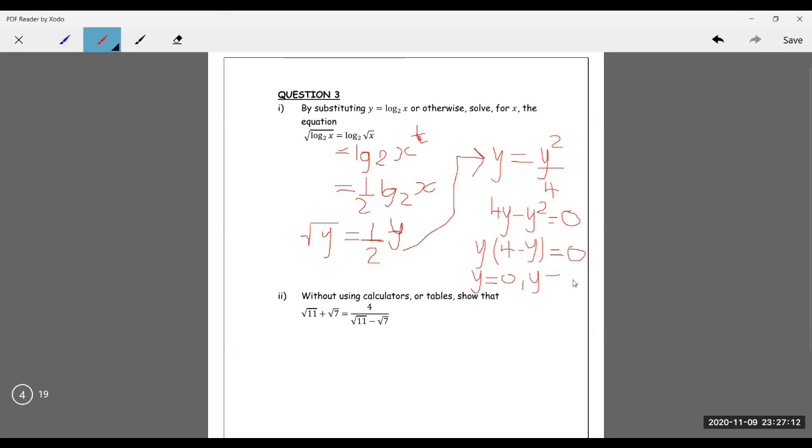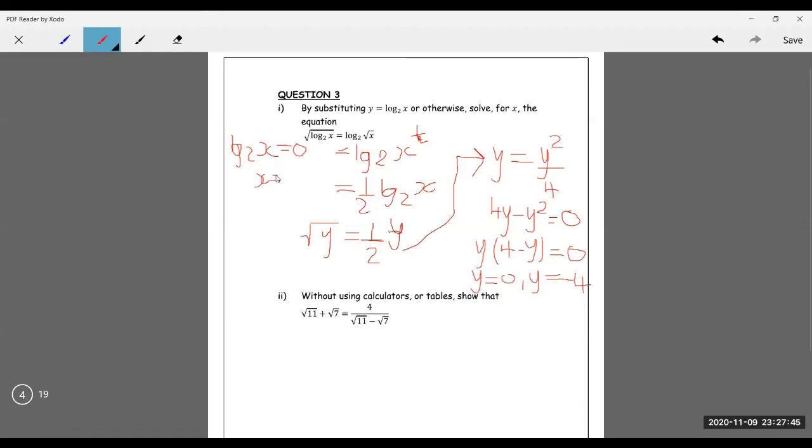Now when we get these two values for y, look at this. What was y? Y was log to base 2 of x. So we have log to base 2 of x is 0. And so what is x? If log to base 2 of x is 0, what's x? X is 1. So this is one answer.